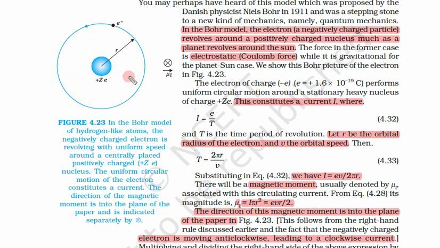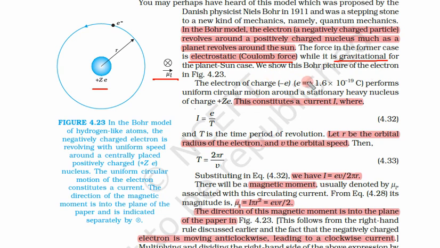So the electron is revolving around this positively charged nucleus and producing a magnetic field in the plane of this paper, inside the plane of this paper. The force in the former case is electrostatic, where the electron is revolving around the positively charged nucleus. So in this case the force is the electrostatic force, and for planets revolving around the sun it is the gravitational force.